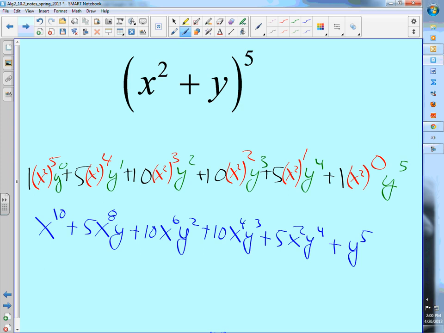Now the powers don't add up to the same thing, I'm aware of that. But if you look at the powers in the first row, we have a 5 and a 0, a 4 and a 1, a 3 and a 2, a 2 and a 3, a 1 and a 4, and a 0 and a 5. And they do all add up to 5 there. But it doesn't work at the end of this one because of the x squared.